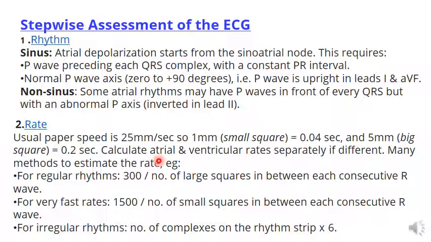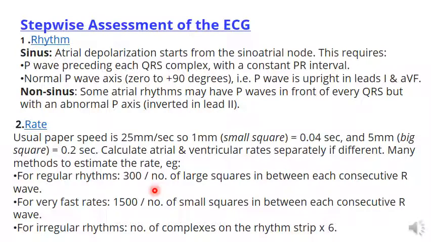The rate, as I told you before, the usual paper speed is 25 millimeter per second. So 1 millimeter equals a small square, which is 0.04 second, and 5 millimeters, a big square, is 0.2 second. Calculate the atrial and ventricular rates separately if different. There are many methods to estimate. For regular rhythm, 300 divided by the number of large squares in between each consecutive R wave. So here, QRS complex, RR interval, check between 2 R waves how many large squares are there.